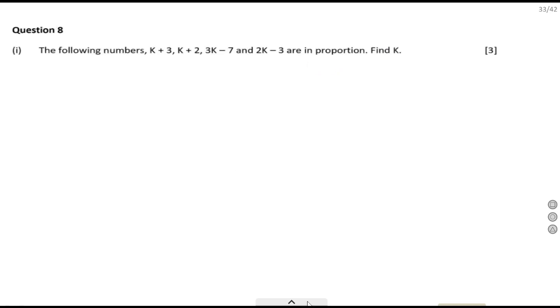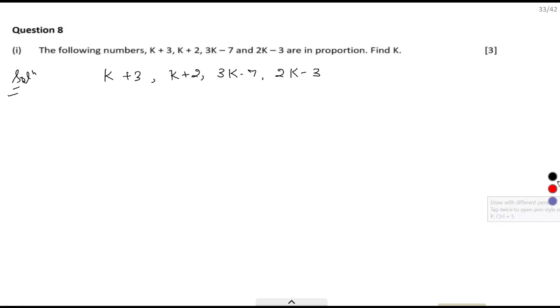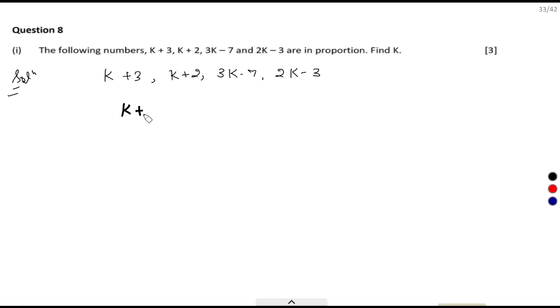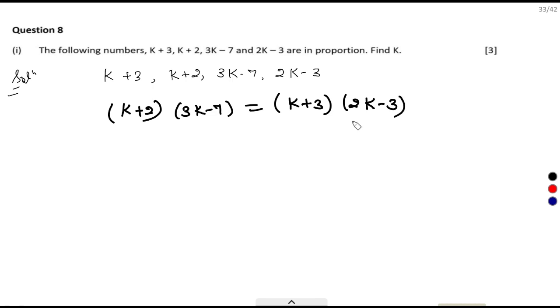Next question, question number 8. First part, the following numbers are in proportion. Then find K. If these are in proportion, there are 4 numbers given. If these are in proportion, then product of middle will be equal to product of externals. It means K plus 2 multiplied by 3K minus 7 is equal to K plus 3 multiplied by 2K minus 3. With the help of this result, find K.